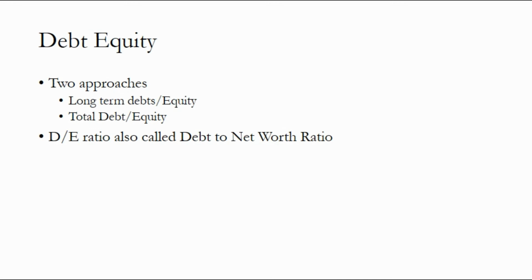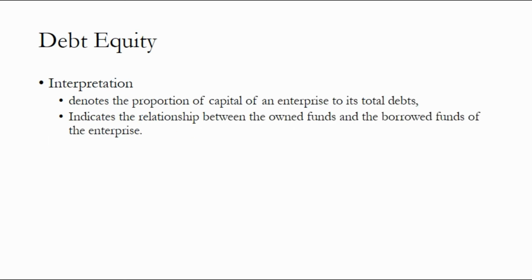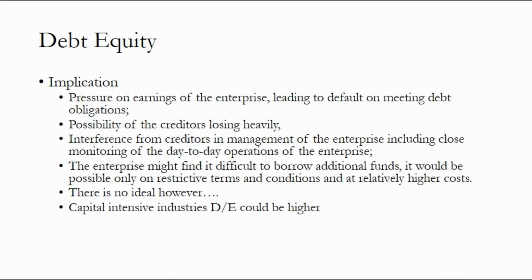Debt equity has two approaches: long-term debts divided by equity, and total debt divided by equity. Debt equity ratio is also called debt to net worth ratio. It denotes the proportion of the capital of an enterprise to its total debts. It indicates the relationship between own funds and the borrowed funds of the enterprise.